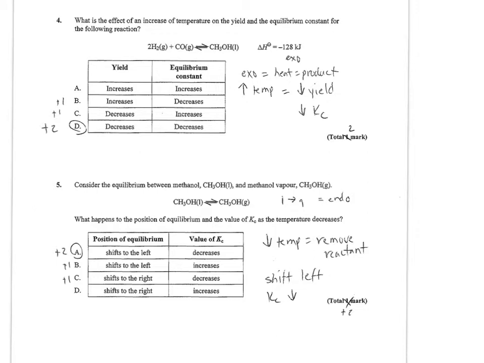Number 5, I did a similar thing. I gave 2 marks for the correct answer. If you had one of the conditions right, I gave you 1 mark. So number 5, you've got an equilibrium equation there with methanol and methanol vapor. So what you're supposed to realize is to go from a liquid to a gas requires energy. That's an endothermic process. So what happens to the position of equilibrium and the value of Kc as temperature decreases? Well, if temperature decreases, that's like removing a reactant. So the equilibrium will again shift left and cause a decrease in Kc. And Kc is only changing because this is a temperature change.